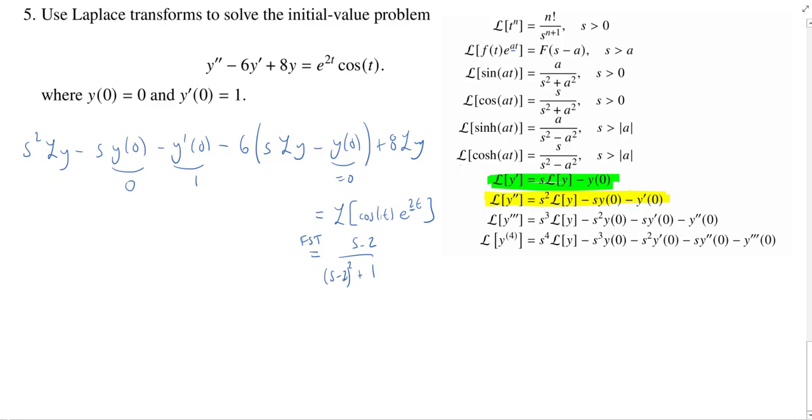Okay, now we need to solve for L of y. So on this left-hand side, it looks like there's a mess, but remember, most of this is zeros here. So let's see. How many L of y's do we have? We have an s squared. We have minus 6 s's. So that's this bit. And then we have 8 L of y's there, right? So plus 8. And then, well, what's left over? We have minus 0, minus 1. And then we had minus 6 times 0. Oh, that's it. That's just this minus 1. And on the other side, we have s minus 2 over s minus 2 squared plus 1.